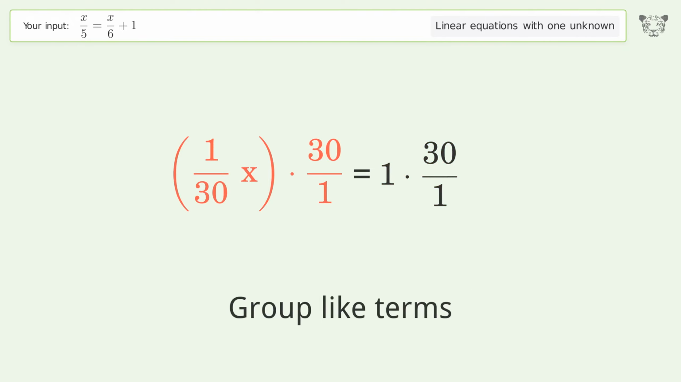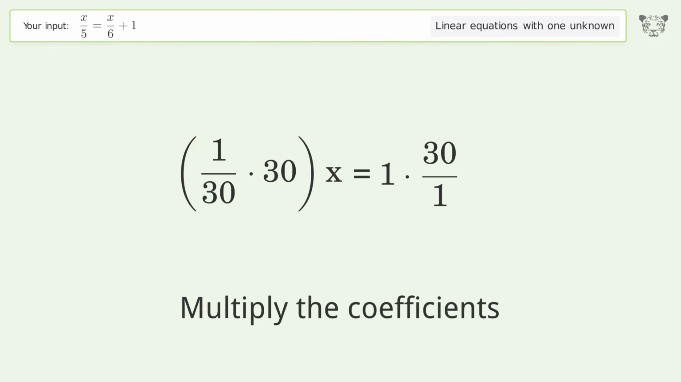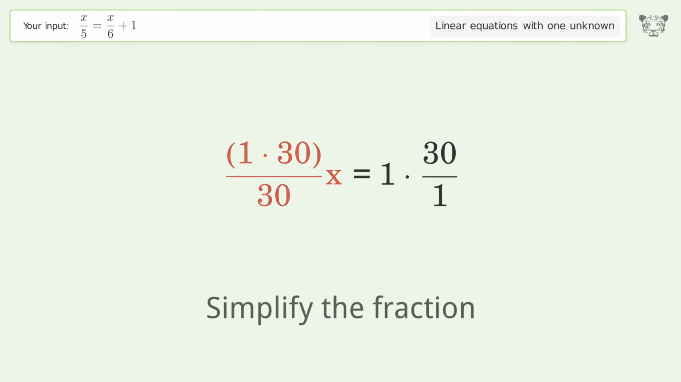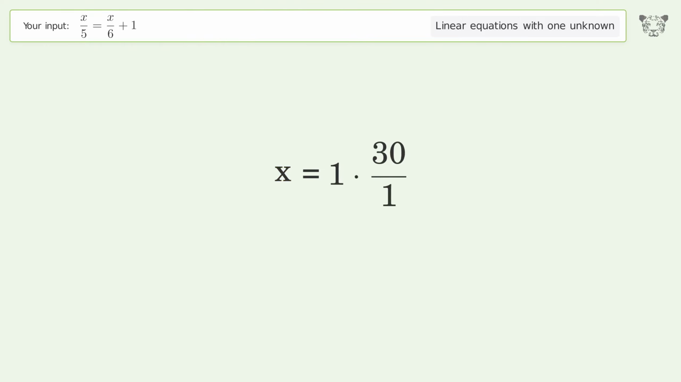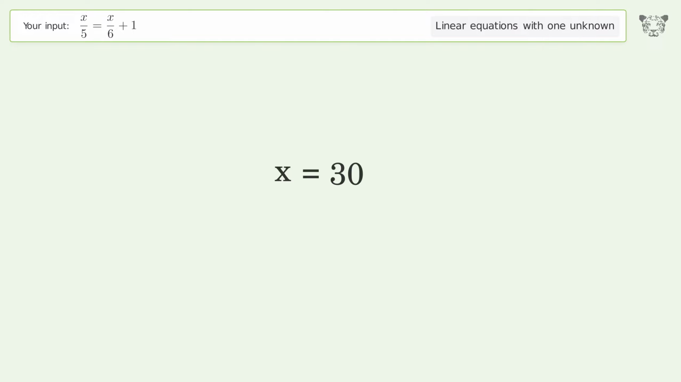Group like terms. Multiply the coefficients. Simplify the fraction. Simplify the arithmetic. And so the final result is x equals 30.